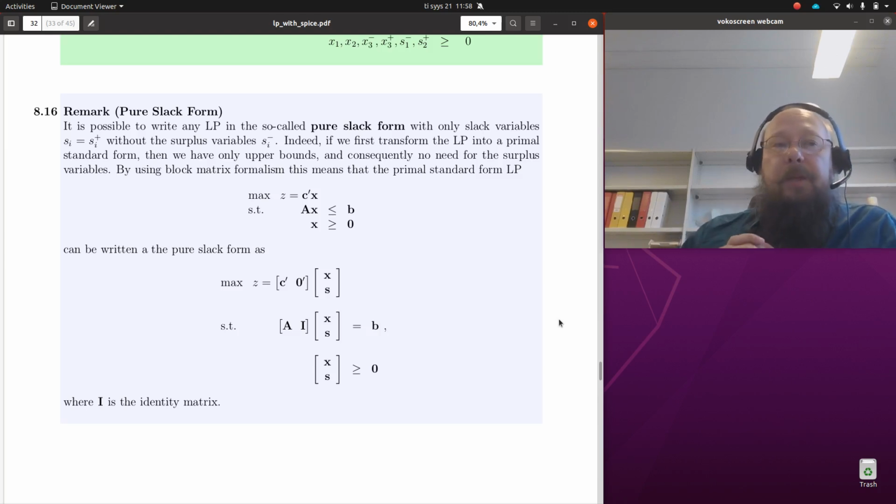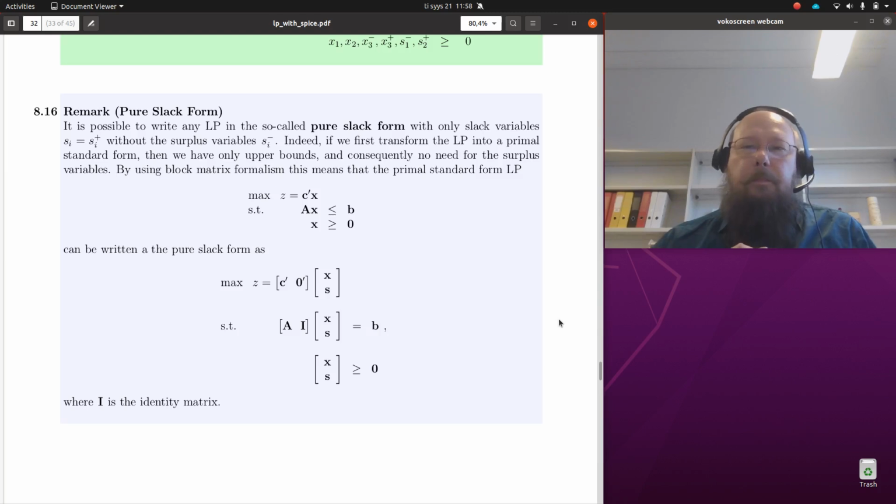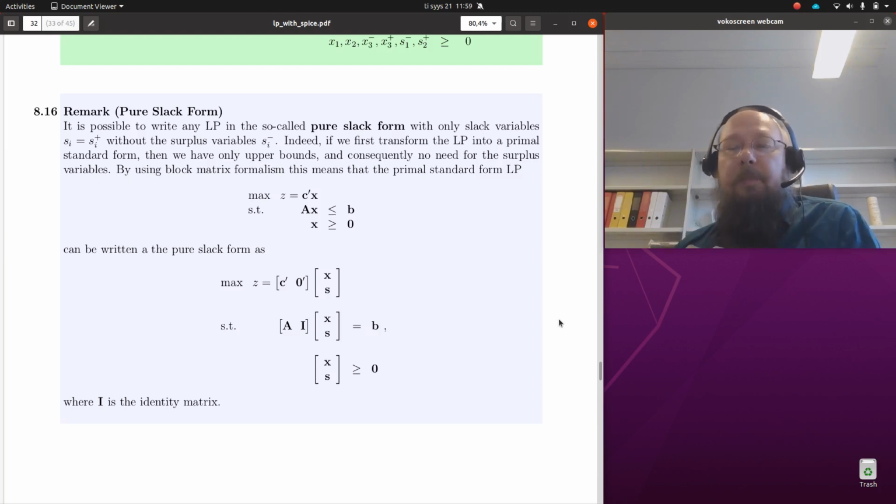More about slack forms. So, 8.16 remark. This is a very homebrewed definition, pure slack form. I don't think this terminology appears anywhere else. Here, I just needed a name for this concept, so I could have called it basically anything, of course, and I decided to call it the pure slack form.